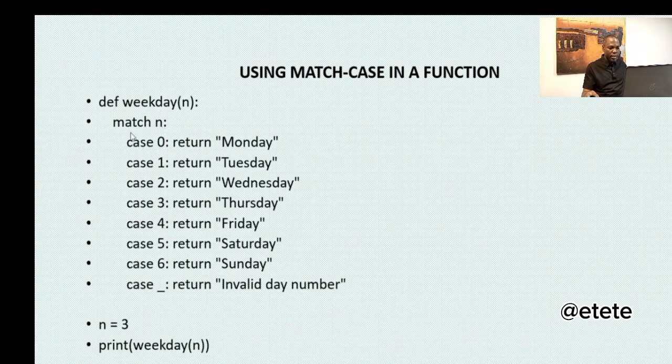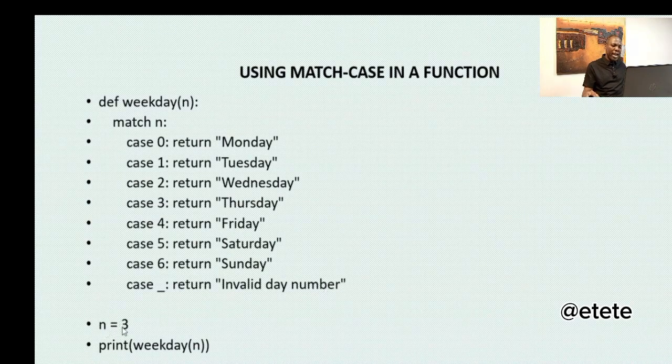Then the case statement will go in and begin to execute. If what is supplied here is 0, it will return Monday. If what is supplied is 1, it is matching this case pattern against this. So case 0, it will return Monday if what is supplied is 0. If it is 1, it will return Tuesday, 2, Wednesday, 3, Thursday, 4, Friday, 5, Saturday, 6, Sunday. Now, any other value will return invalid day number.